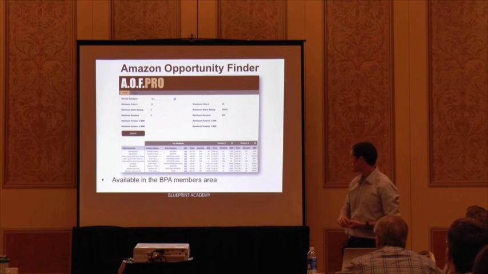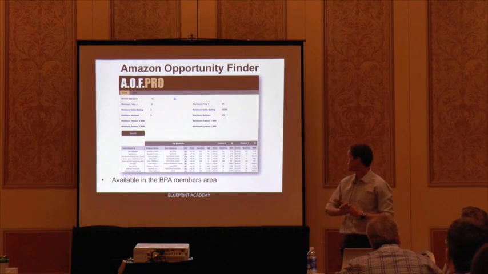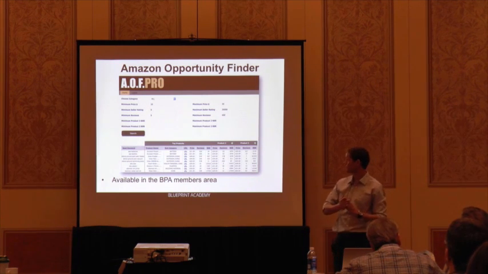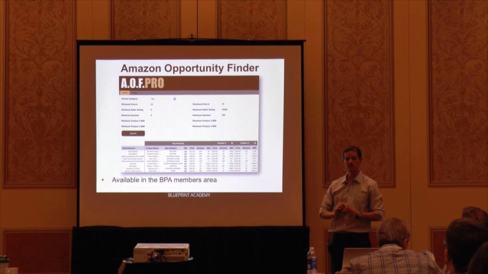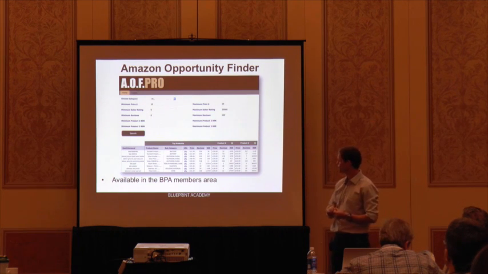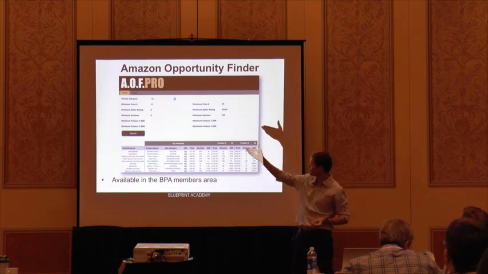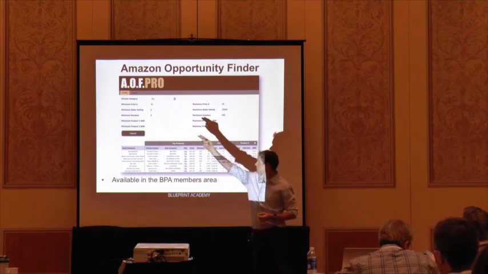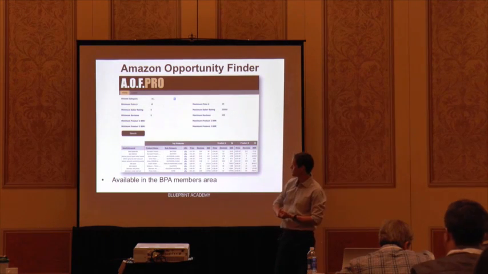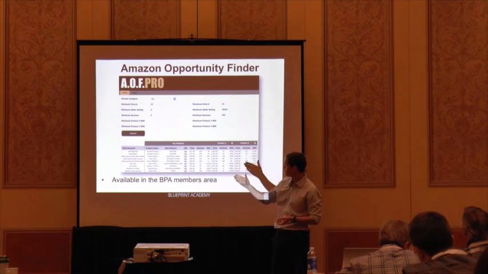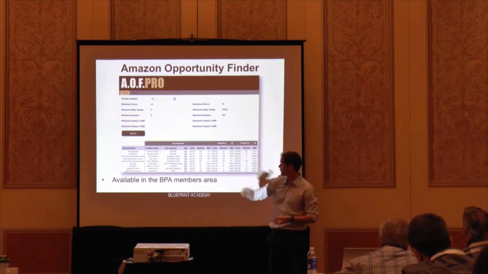Amazon Opportunity Finder, you all have access to this. It's available in the Blueprint Academy members area. This is a tool that we developed. It allows you to put in some general filters. So for example, minimum sell price $10, minimum seller rating and reviews 0, and then just hit the search button.